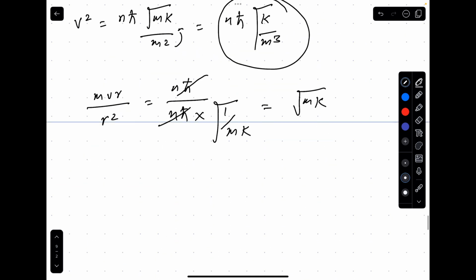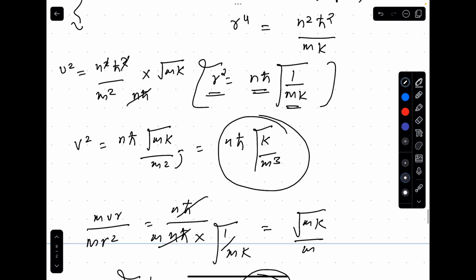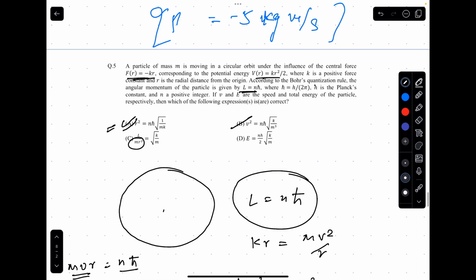And this is not L divided by r square. Actually, in the option they have given L divided by m r square. So let's multiply by m as well. So we have in the denominator m. So then we have root k by m. This is our L divided by m r square. So it means this option is also correct.